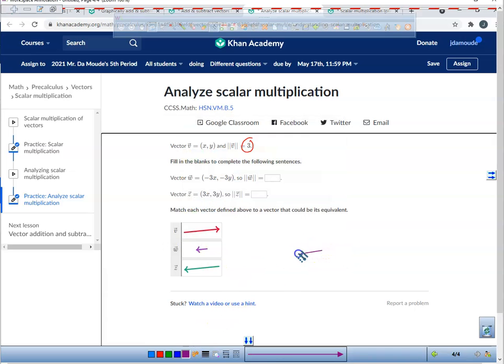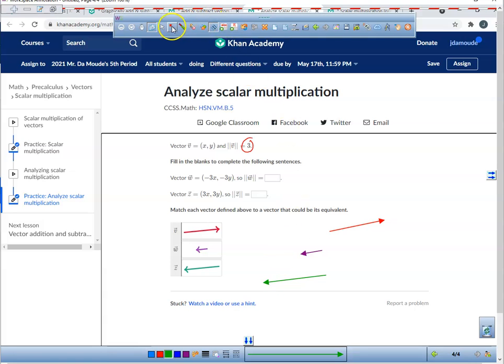So let's say this is the original vector. What would the -3 vector look like? It'd be the opposite direction and 3 times as long. And what would be the +3 vector? Same direction.